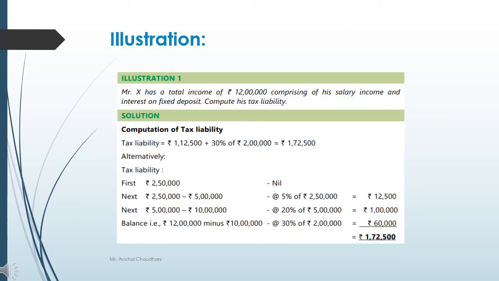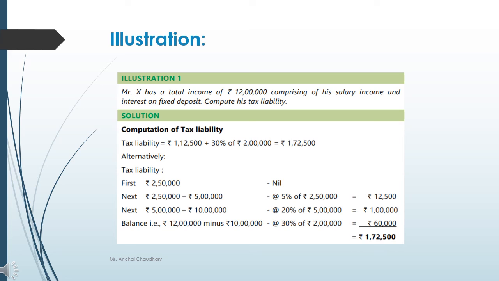Let's have a look at the computation of tax liability. How we will compute the tax liability. Mr. X has a total income of rupees 12 lakh, comprising his salary income and interest on fixed deposit. Compute his tax liability. So first, we are assuming Mr. X is below 60 years old. So we will consider the computation of tax liability under the first slab rate. So the computation of tax liability will be on 12 lakh.